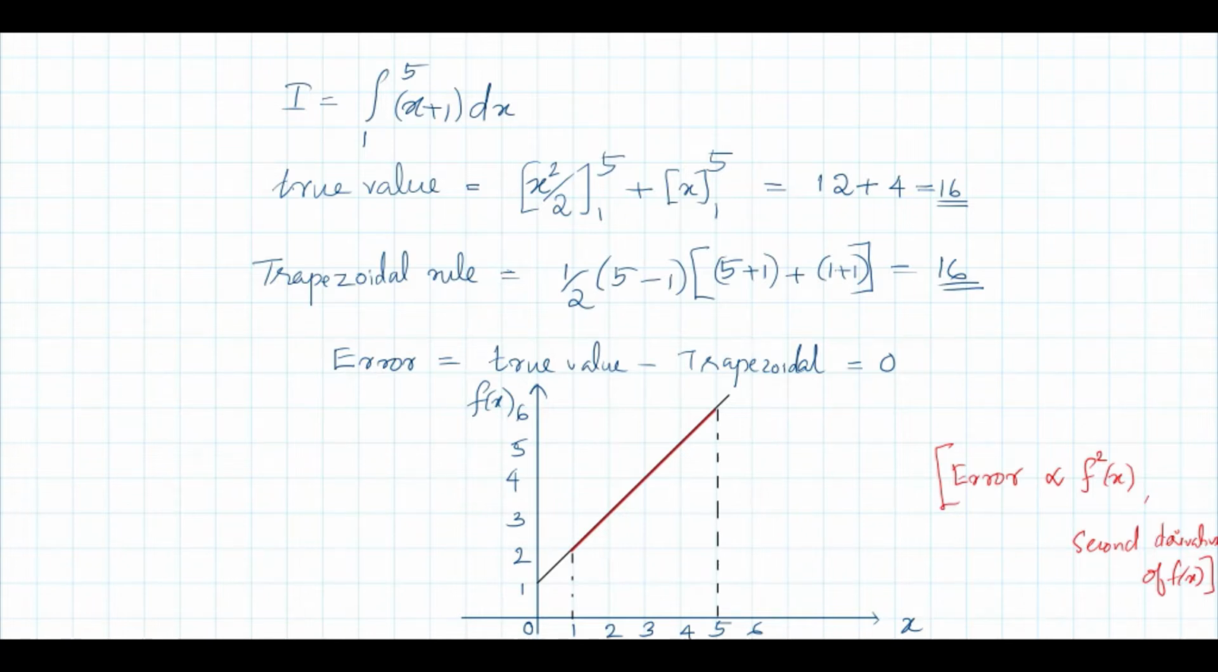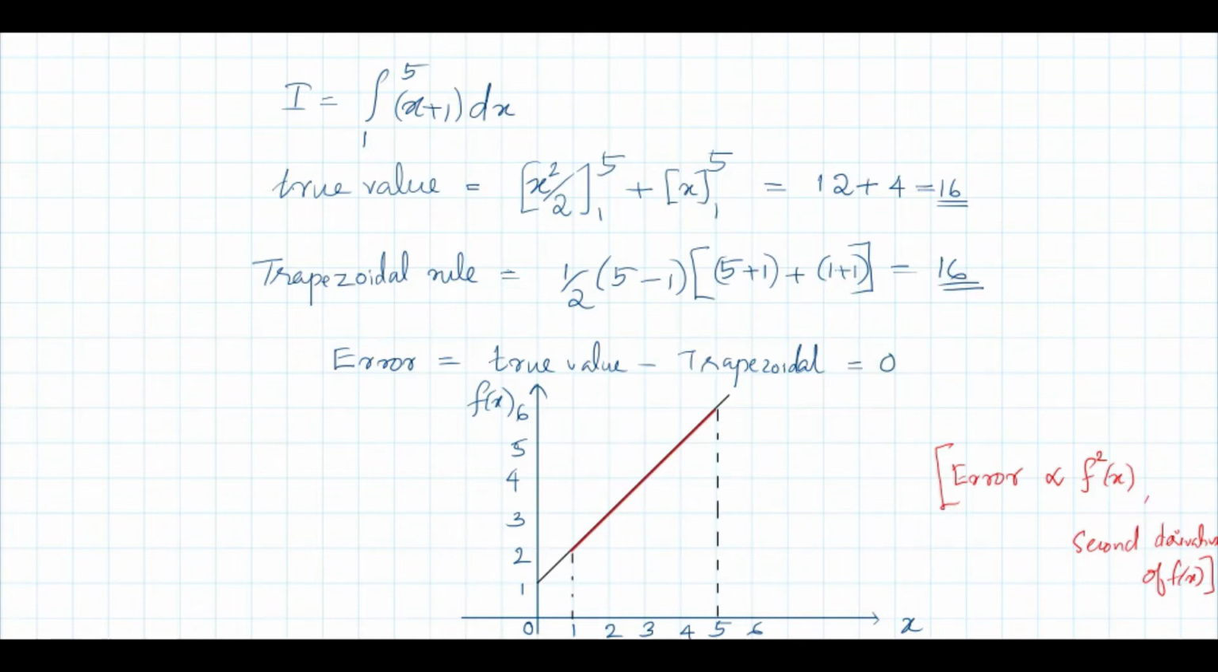So consider this function, integral 1 to 5 of x plus 1 dx. The true value is, this is also a familiar function, x square by 2 plus x. If you put the limits, you will get 12 plus 4, 16. In the trapezoidal rule, half into upper limit 5 minus lower limit 1, f of x evaluated at 5 is 5 plus 1, f of x evaluated at 1 is 1 plus 1. Final answer is 16. So error is 0.